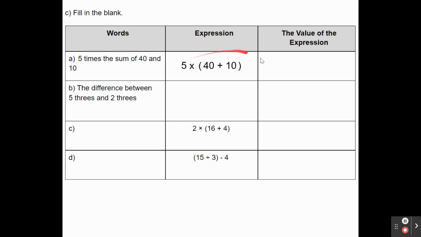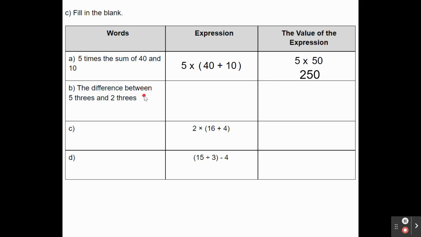So let's find the value. The value is just the answer. First, we need to solve whatever is inside the grouping symbols. 40 plus 10 is 50. And now we can multiply our answer, 50, times 5. So 5 times 50 is 250. Let's try another one.